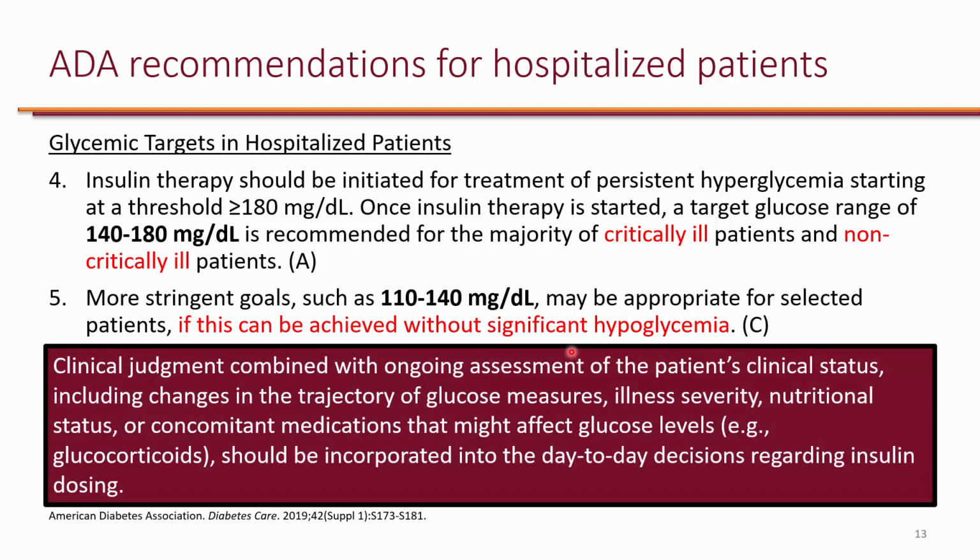And they do say that clinical judgment combined with ongoing assessment of the patient's clinical status, including changes in the trajectory of glucose measures, illness severity, nutritional status, or concomitant medications that might affect glucose levels, should be incorporated into the day-to-day decisions regarding insulin dosing. So generally in the ICU, you want to target the glucose of 140 to 180, and by extrapolation outside of the ICU, we also target 140 to 180. Note that ADA does not say whether this is a fasting blood glucose or postprandial or random, which causes an issue, especially in non-critically ill patients outside of ICU.